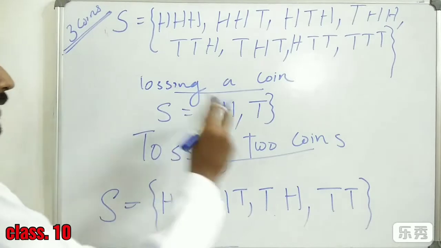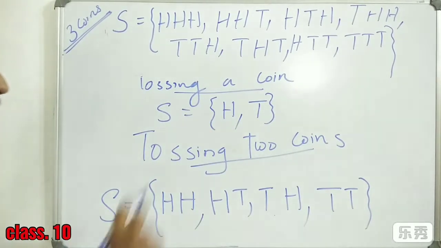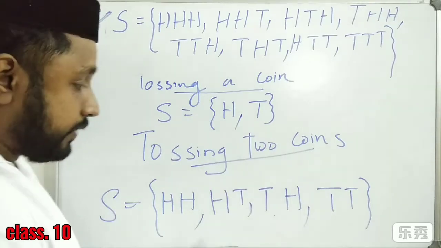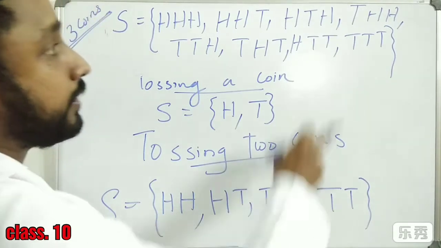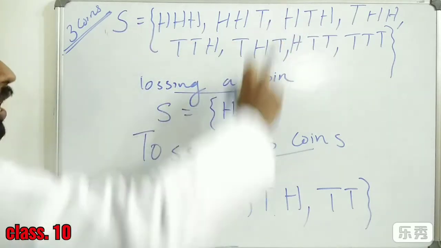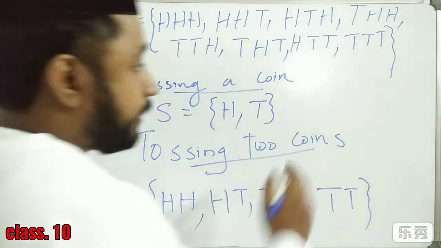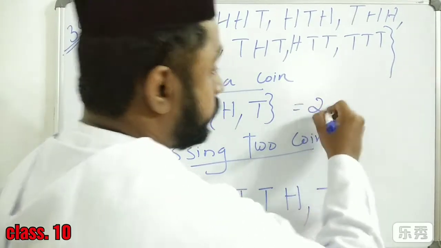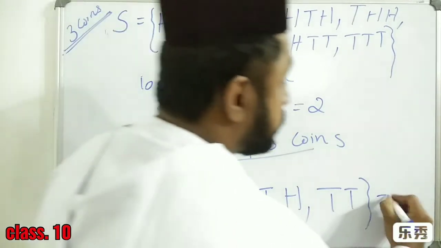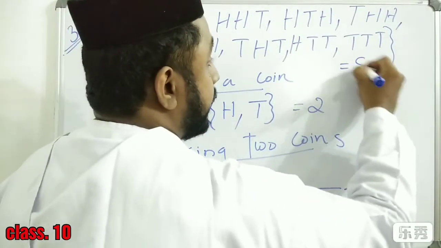Tossing 3 coins, tossing a coin, tossing 2 coins. Here 2 outcomes, here 4 outcomes, here 8 outcomes. So the set of all possible outcomes is known as sample space. Here number of outcomes 2, here number of outcomes 4, here number of outcomes is equal to 8.